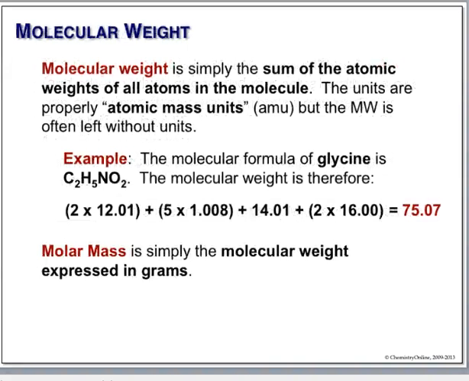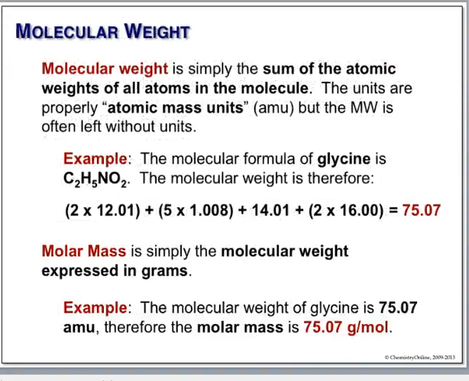We talked about the concept of molecular weight. All you do is add up masses. For instance, for something like glycine, it looks like this: 75.07 atomic mass units. Express that in grams, and we get the molar mass.